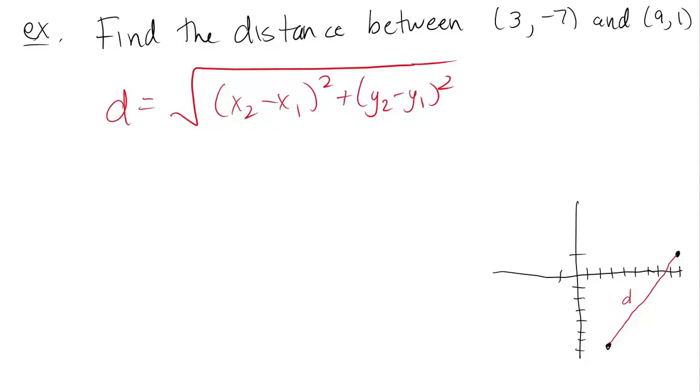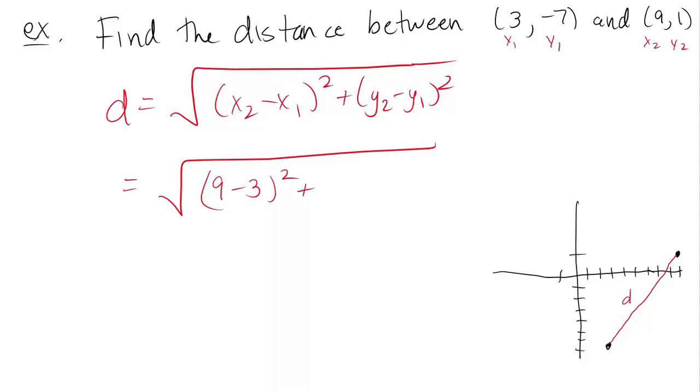Because we know what the coordinates are, we can just plug the numbers in. It doesn't matter which point you consider to be x1, y1 and which point you consider to be x2, y2. Most people tend to think of the first point as x1, y1 and the second point as x2, y2. x2 minus x1 would be 9 minus 3. We're going to square that difference. y2 minus y1 would be 1 minus negative 7. We're going to square that difference.